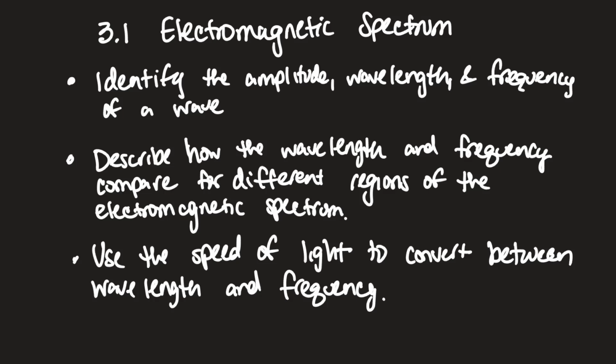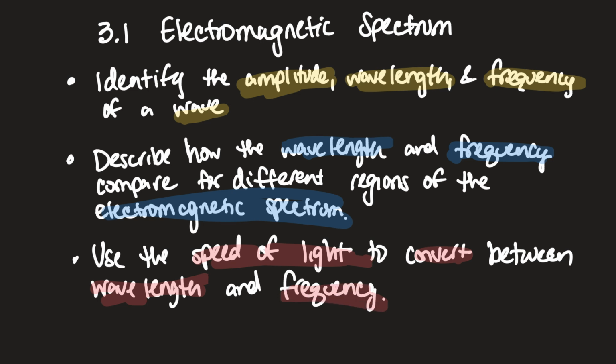Hello guys. So in this video, we're going to look at the electromagnetic spectrum. The learning objectives for today's video: we're going to identify the amplitude, the wavelength, and the frequency of a wave. We're also going to describe how the wavelength and the frequency compare for different regions of the electromagnetic spectrum. And then we're going to use the speed of light to convert between wavelength and frequency.